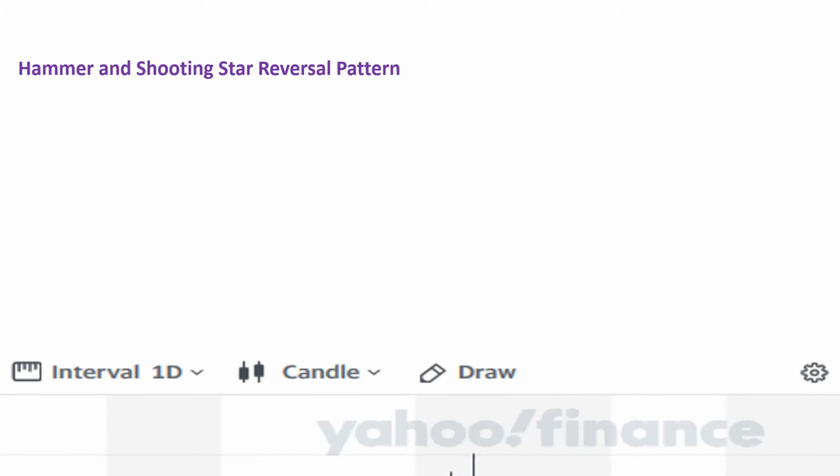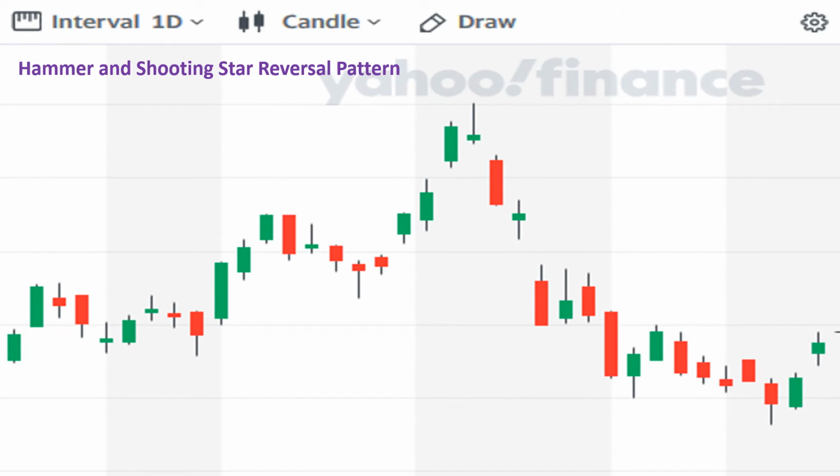Hammer and shooting star reversal patterns. This is K-Stock on the D1 time frame, Yahoo Finance. At the beginning, we see the trend consolidating, characterized by the presence of this long leg doji and these two doji stars. During this phase, there are minor fluctuations, but overall the price moves along a straight path. After this consolidation, the trend gains momentum and heads upward.